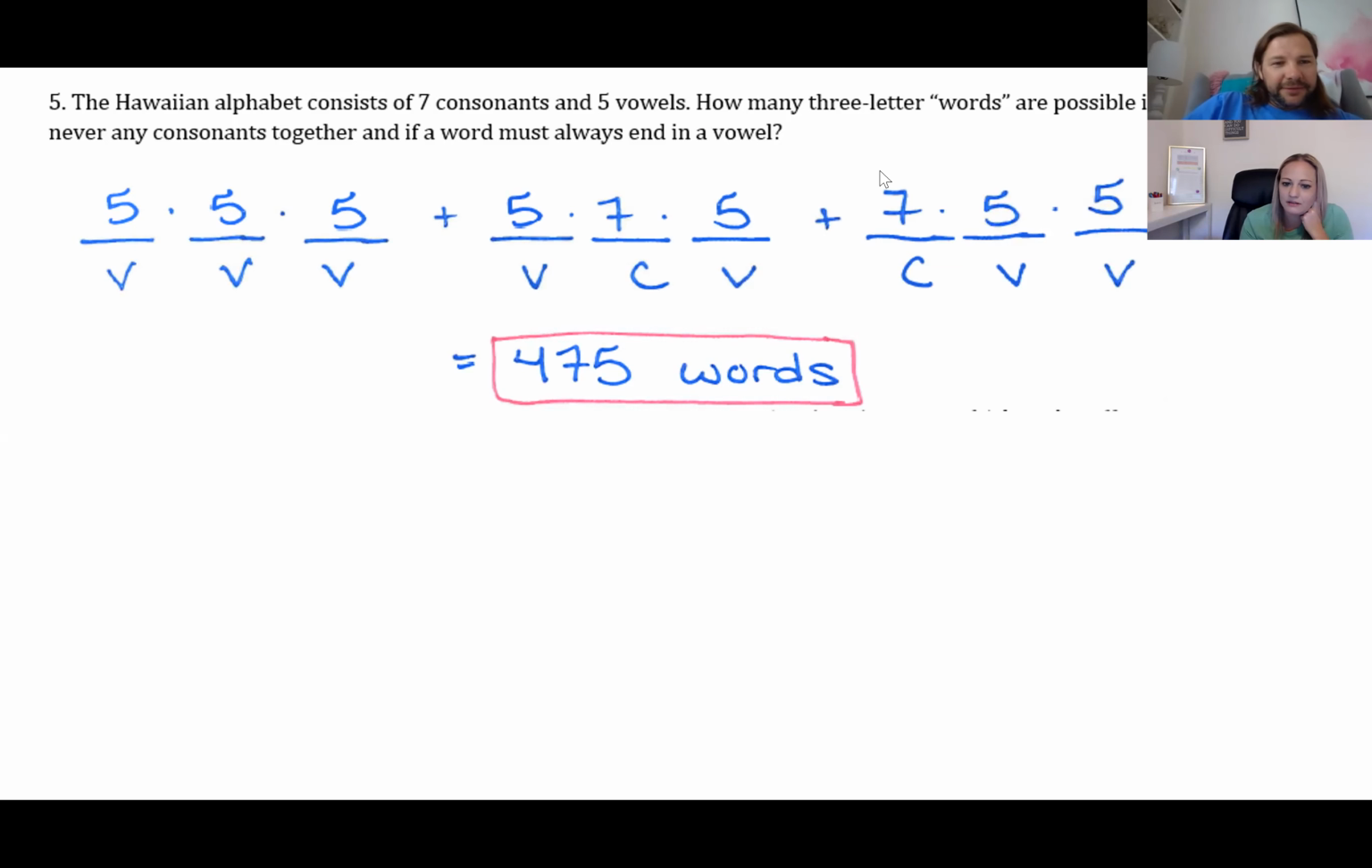So you multiply, so you get 5, 5, 5 for vowel, vowel, vowel, and then 5, 7, 5 for vowel, consonant, vowel, and then consonant, vowel, vowel. So 475 words total. So I think that just shows you, like, in these combination permutation problems, they're kind of fun once you get the hang of them. But they're always a challenge because you got to read the problem and really kind of sort out what's going on. And like I said, sometimes it's good to do these with teams or something.